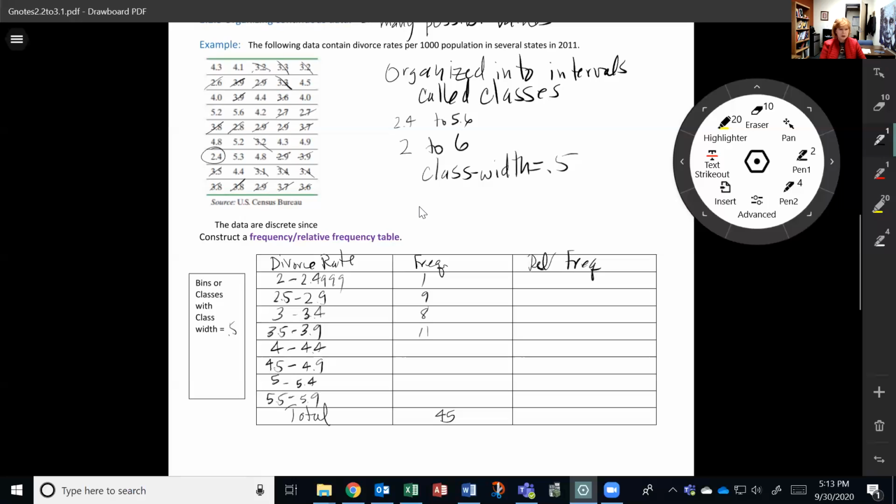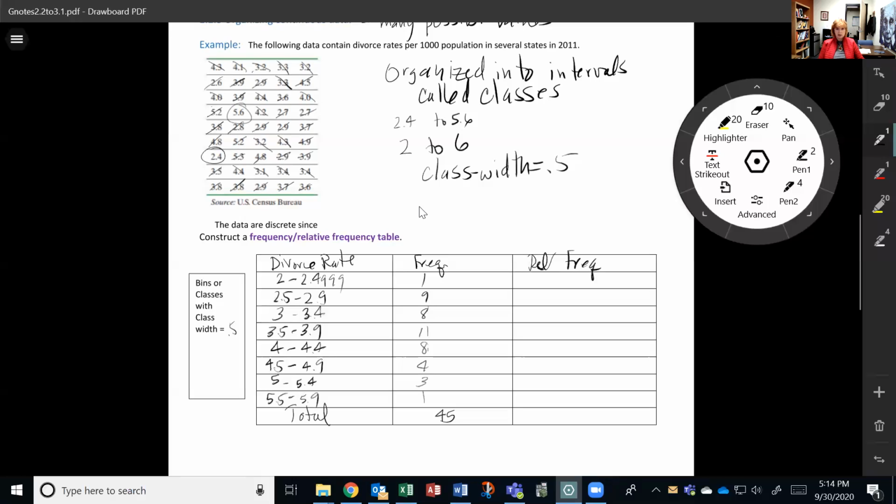Okay, 4 to 4.4. There's going to be 1, 2, 3, 4, 5, 6, 7, 8, 8 of those. 4.5 to 4.9, what's the rest of the 4s? I got 1, 2, 3, 4. And then the 5 to 5.4, we got 1, 2, 3, that's it, 3 of these. And then we got my 5.6 guy, one of those.